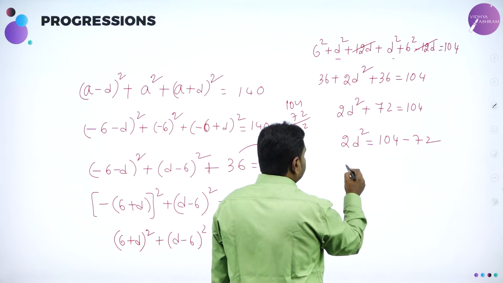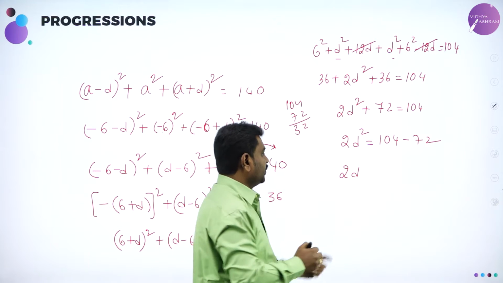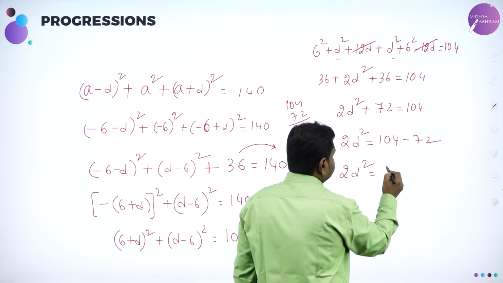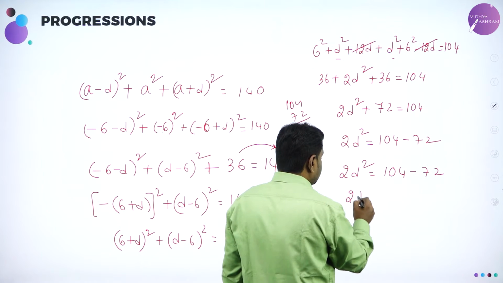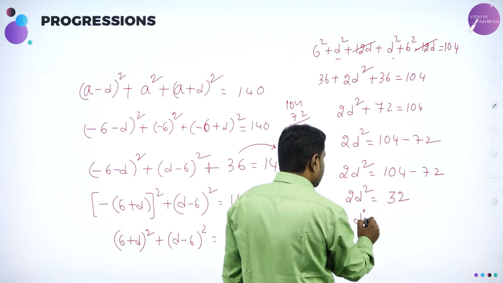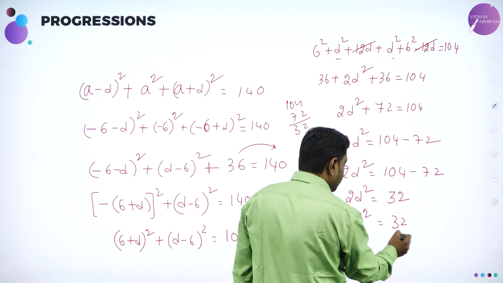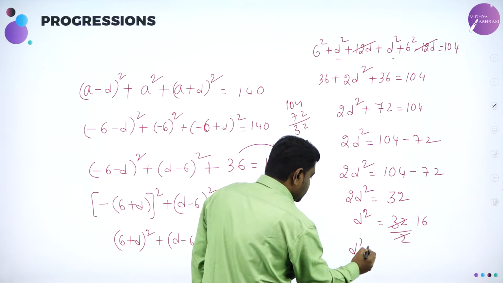Now we got this. From here we'll continue. 2d square is equal to 104 minus 72. So 2d square is equal to 32. And d square we need: d square is 32 divided by 2. So d square is 16.